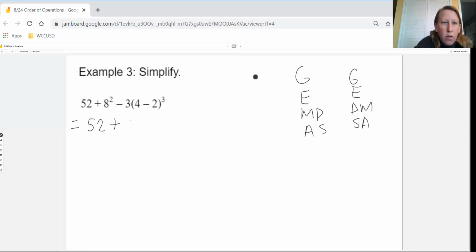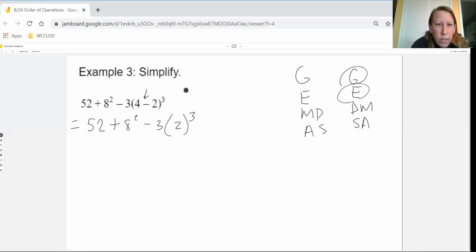The first thing I'm going to go for here is the grouping symbol. So I'm going to start here by simplifying that. Okay, do we know what 4 minus 2 is? Yep, it's 2. Okay, in this problem, there were grouping symbols, there are exponents, there was multiplication, there was subtraction, and there was addition. All of this stuff was going on in this problem. I have done the grouping symbols.